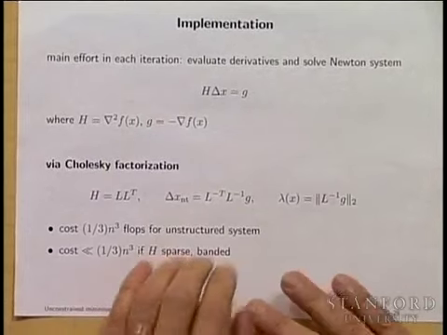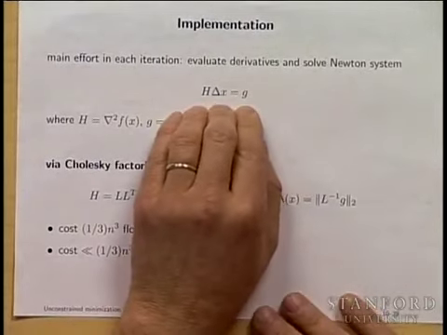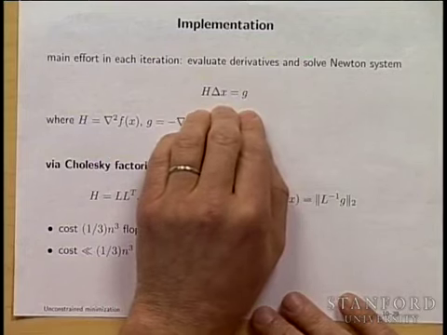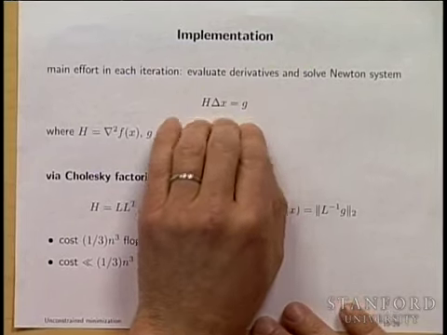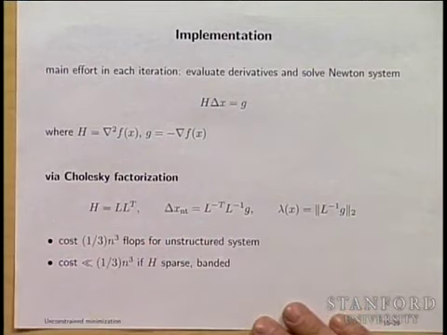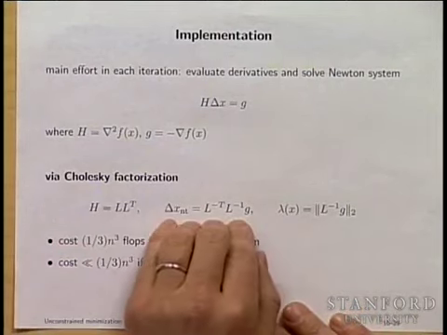Okay. How do you do that? Simple answer is, if H has no structure or whatever, Cholesky. So you just do Cholesky here. You do a Cholesky factorization, then a backward and forward substitution, that's this, and so on.